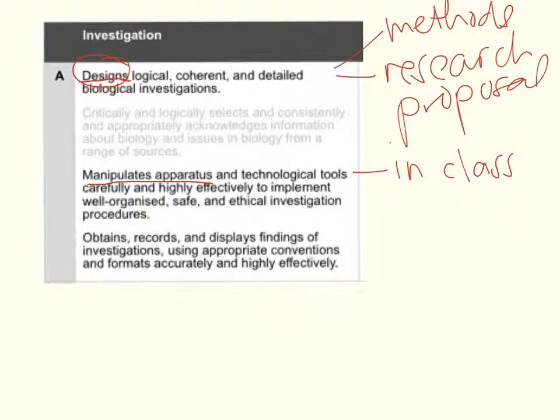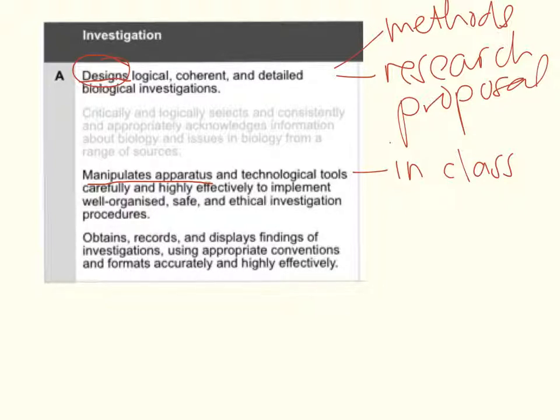Are you working carefully? Are you working effectively? Meaning, are you getting the sort of results that we'd expect? And do you clean up afterwards? Are you doing it in a safe way? Proper protective equipment happening? And in biology, we look at the ethical side of things as well, because often we're working with living materials and working with other people, and that needs to be done in an ethical way.